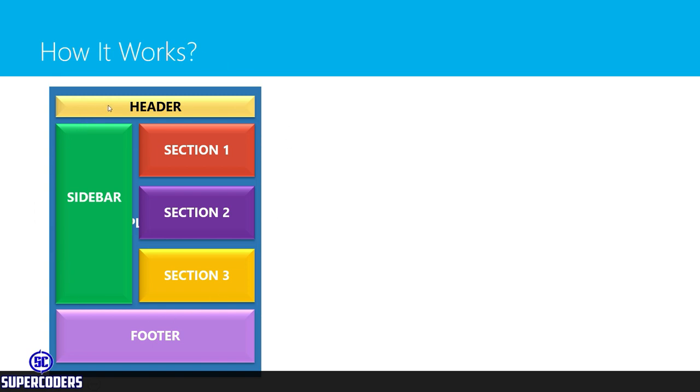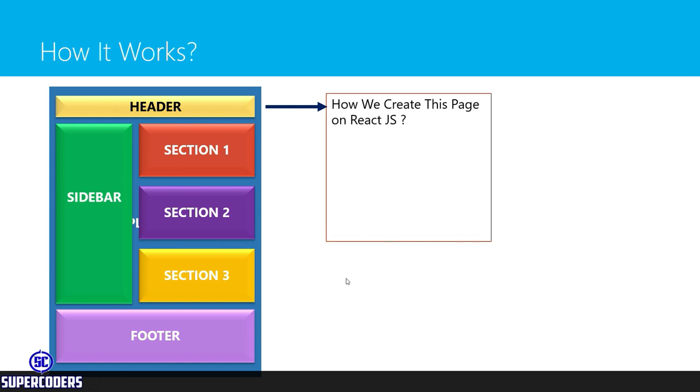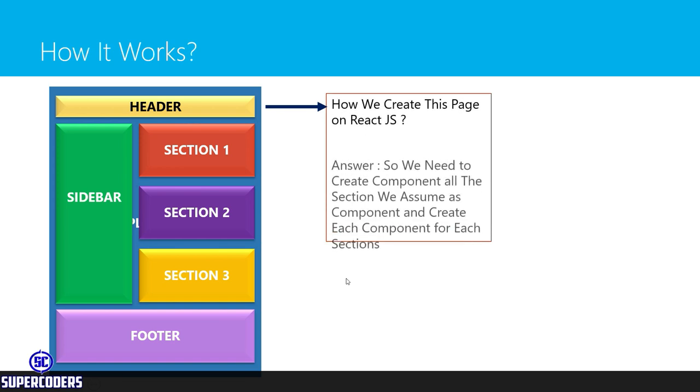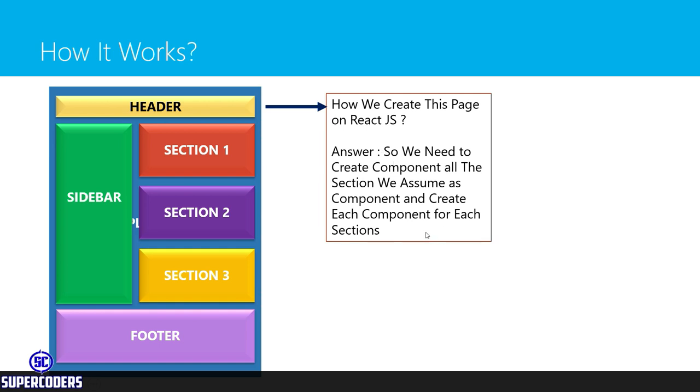So here you can see the header. We create a separate component for the header, for the sidebar, for section 2, section 3 and footer. So how do we create this page in React.js? We need to create components. All the sections we assume as components and create each component. Then I will show those components in a parent container or parent component. Then I will append this component data to our HTML pages.